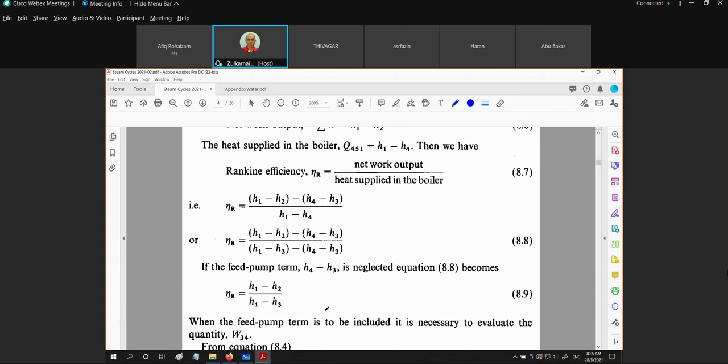I would rather not use this formula. I like to derive from the very, very basic. I always use Q divided by W divided by Q, and so on.